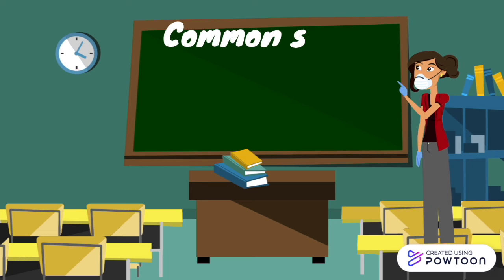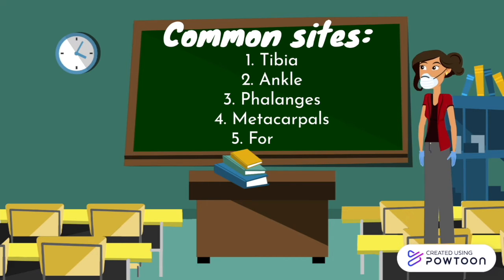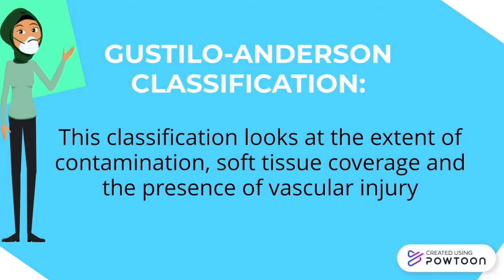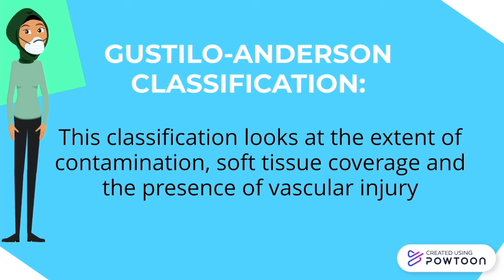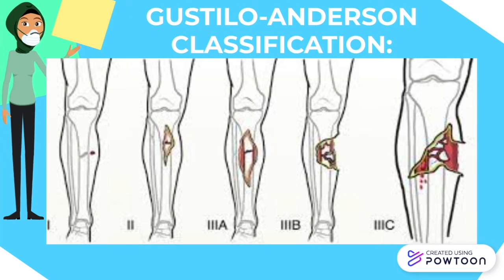Common sites for open fractures include the tibia, this is the most common, the ankle, the phalanges, the metacarpals, and the forearm. The fracture is then classified according to the Gustilo-Anderson classification. This classification looks at the extent of contamination, soft tissue coverage, and the presence of vascular injury. There are 5 categories in the Gustilo-Anderson classification.